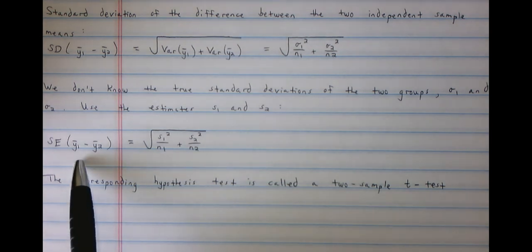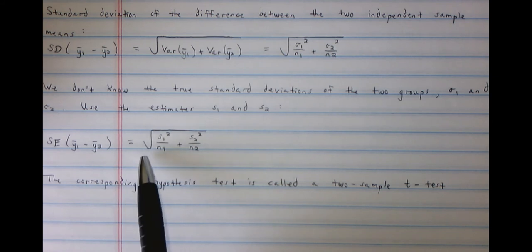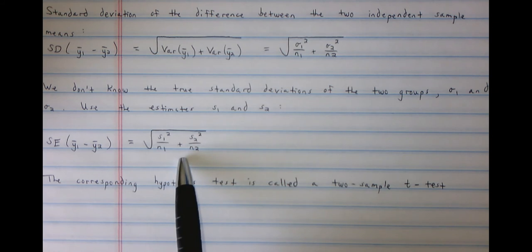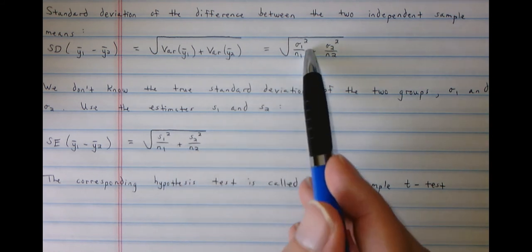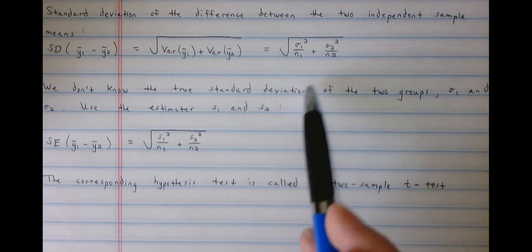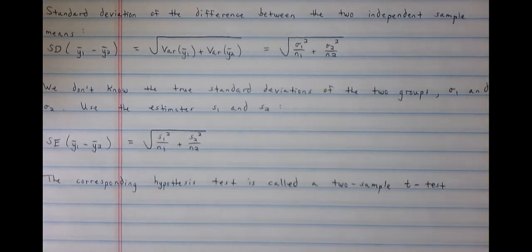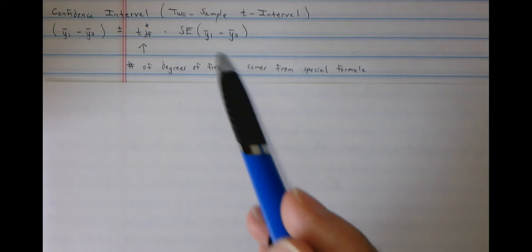So the standard error of y1 bar minus y2 bar is equal to the square root of S1 squared over N1 plus S2 squared over N2. Notice all I've done is replace sigma 1 with S1 and sigma 2 with S2 to get the standard error. And so that's how you determine the standard error.